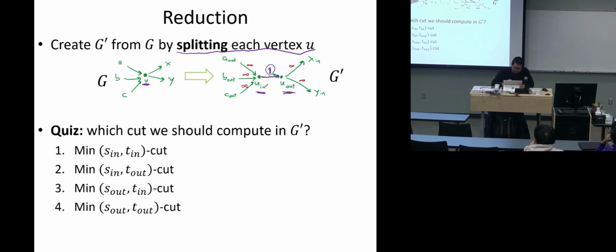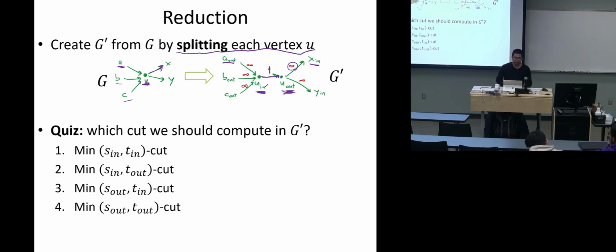And what I do next is, for any edge, let's say from U to X, I connect U out to X in. And for every node that is an in-neighbor of U, let's say A here, I connect A out to U in. The capacity here is infinite, some big number. I just want the U in to U out edge to be 1. So is the construction of G prime clear?